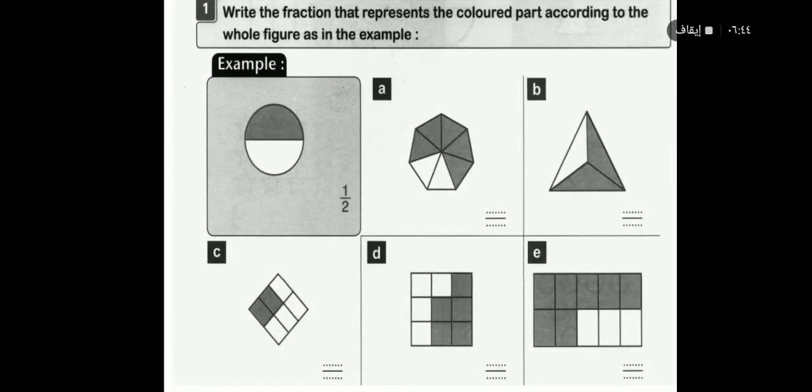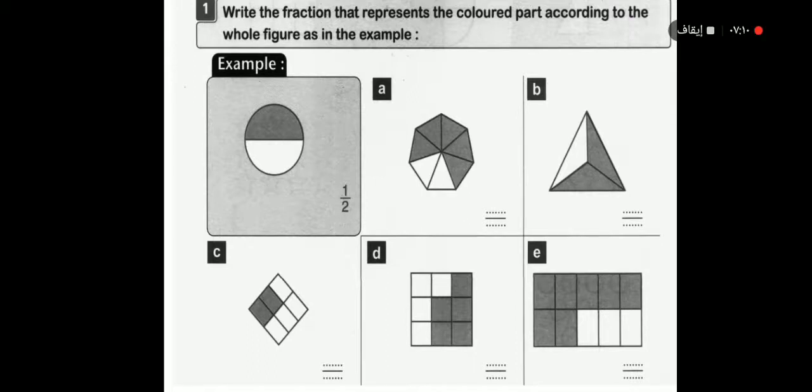Example: write the fraction that represents the colored part according to the whole figure, as in the example. Example 1, as you see, the circle. I divided the circle into 2 equal parts. The fraction will be 1 over 2: 1 the shaded parts and 2 all parts in the circle.